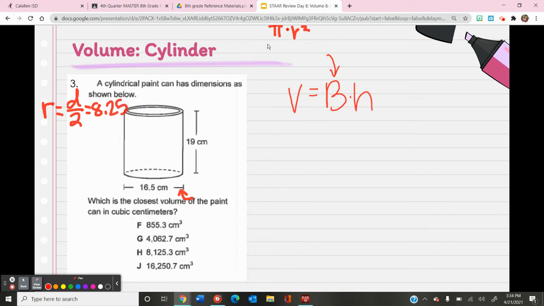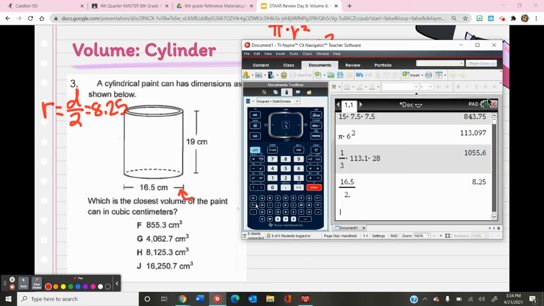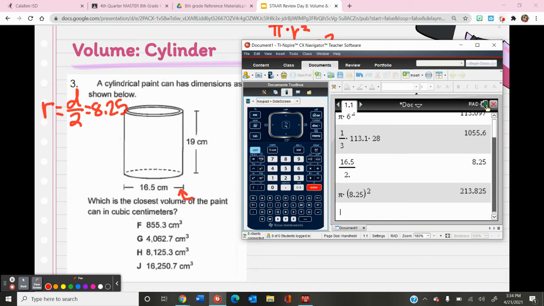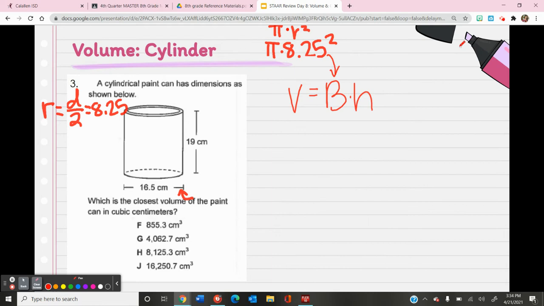So I can go ahead and plug this in. So I have pi times 8.25 squared, because this is my radius. And let's see what the area of our base is. So I have pi times 8.25 squared. Enter. We get 213.825. So here the area of our base is going to be 213.8 when we round it.